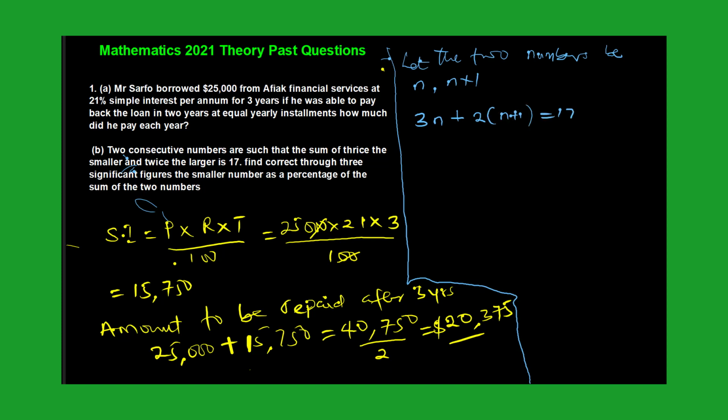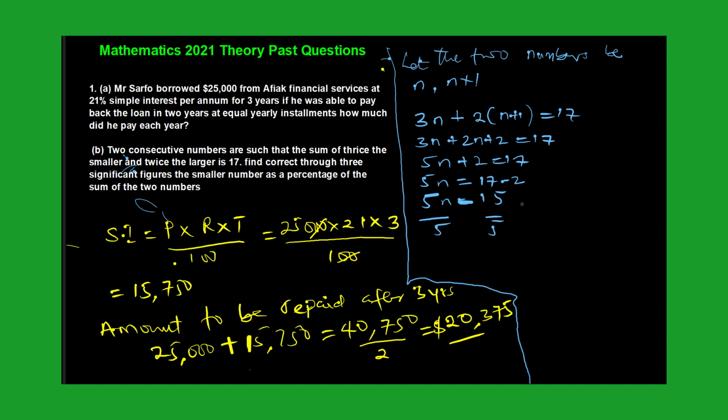equals 17. You can see it's very simple. Just open the bracket and collect like terms. So 3n plus 2n plus 2 equals 17. Then collect like terms, which is 5n plus 2 equals 17. Then 5n equals 17 minus 2, so 5n equals 15. Divide both sides by 5 to get the value of n.